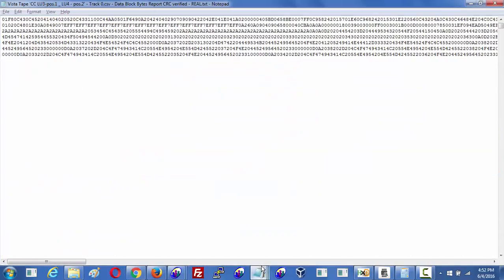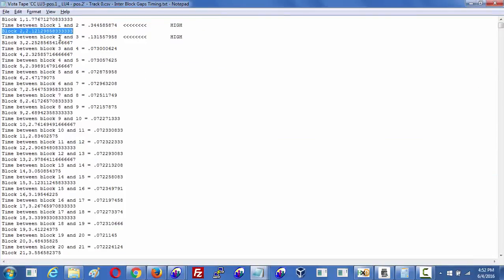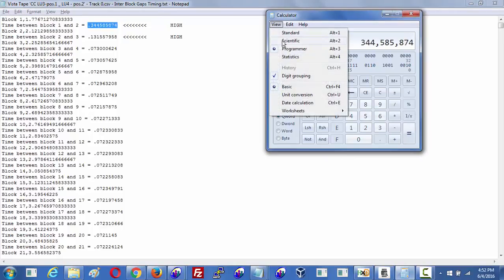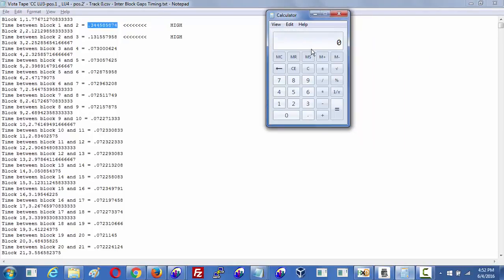What I've noticed is that before a file mark, the gap is unusually long. It's actually a multiple. So if the ideal gap is 0.075, what kind of multiple is this? We go here to the calculator. That's supposed to be a point. They did not get the decimal? Oh, well. Let's just go to a standard calculator.